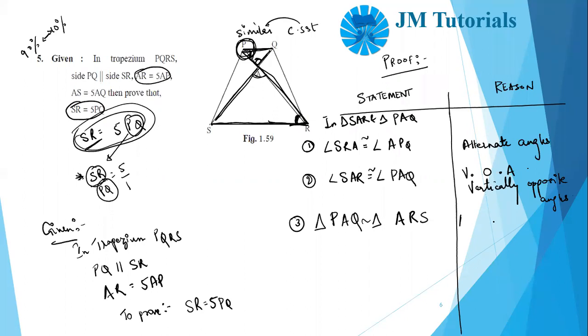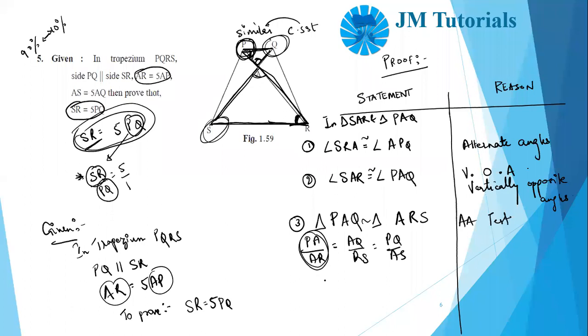So this is AA test. See here what was left in this, Q was left over here and in this S was left. So I wrote Q and S. Now I go and write the CSST. PA upon AR is equal to AQ upon RS is equal to PQ upon AS. Now basically the ratio of AR and AP I already knew. So basically you will say AR is equal to 5 AP. The reason will be given. Now see, this is given. This was my fourth step, this was my fifth step.